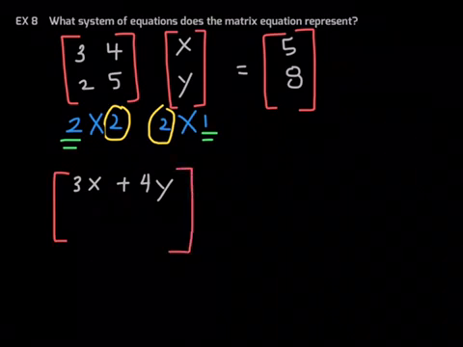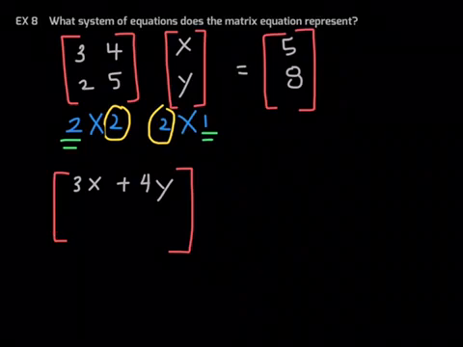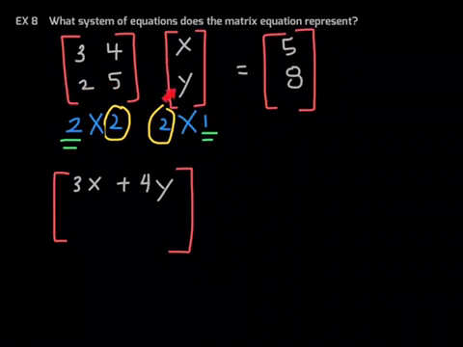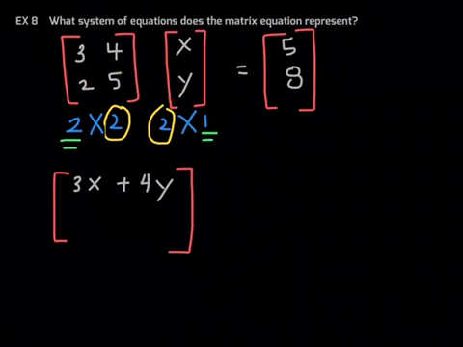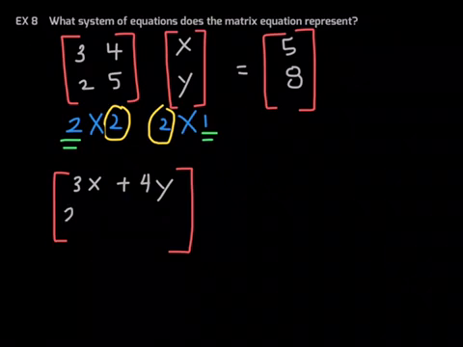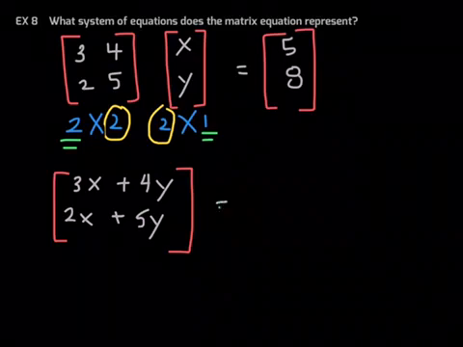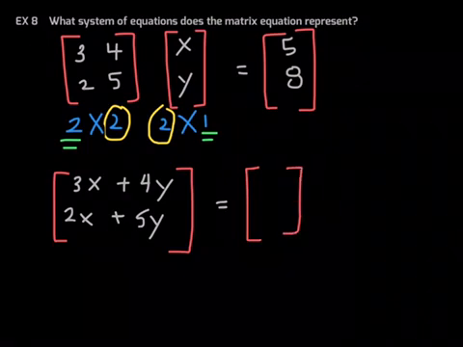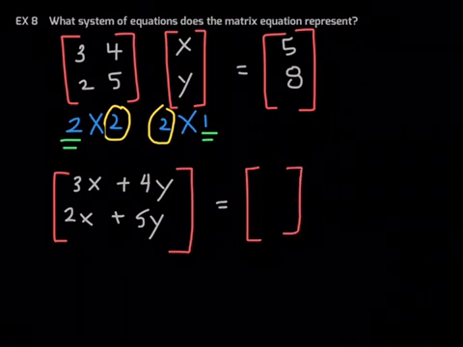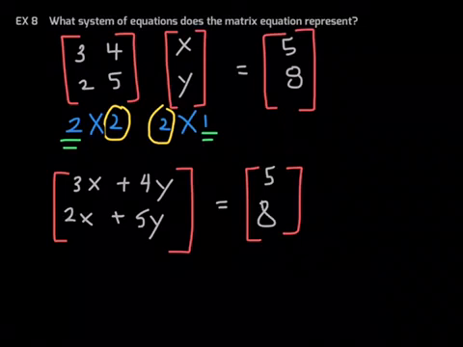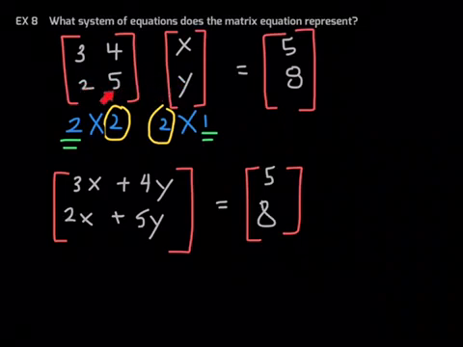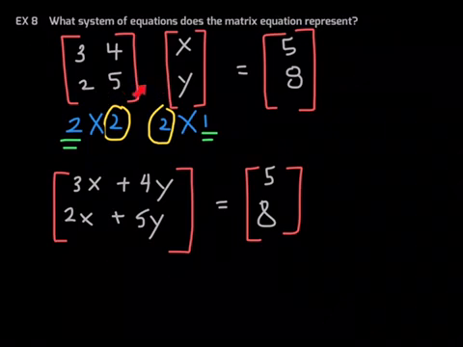The next one will be the second row multiplied to the first column. So 2 times x plus 5 times y. This is matrix multiplication exactly the way you and I were doing it just a minute ago in the previous example. This is 5, 8. All right. So this is what we have. If you multiply these two matrices together using the process that I showed you in the previous example, you get 3x plus 4y and 2x plus 5y.